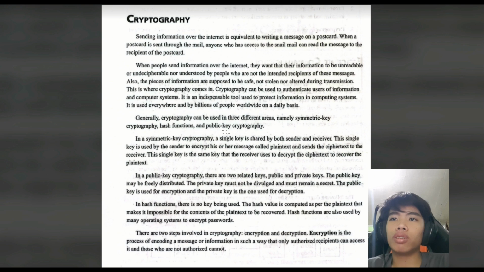So the last one is hash function. Ito, hash function. Yung hash function, there is no key being used. The hash value is computed as per the plain text that makes it impossible for the context of the plain text to be recovered. Hash functions are also used by many operating systems to encrypt passwords.